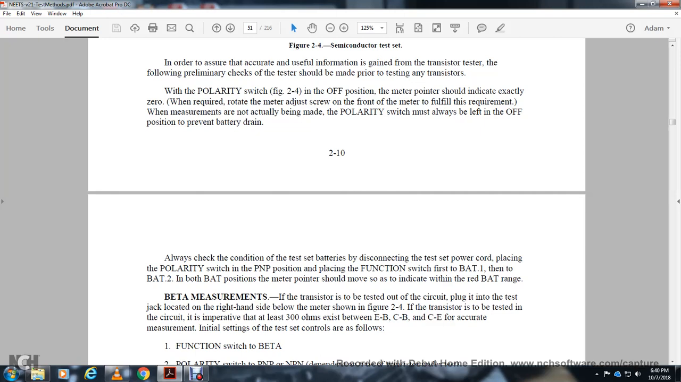Beta measurement. Plug the transistor tap of the circuit into the adjust jack located on the right hand side below the meter. The tap of the circuit should have a resistance of at least 300 ohms between EB, CB, and CE for an accurate measurement.